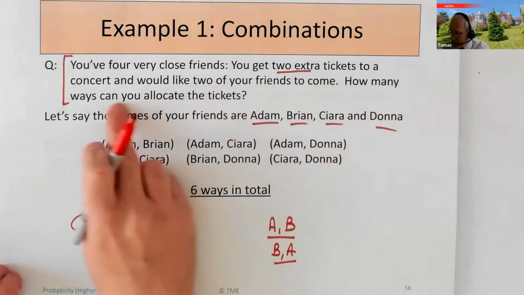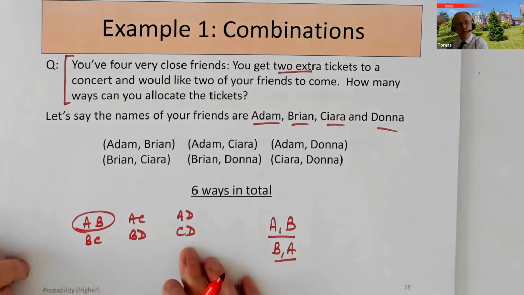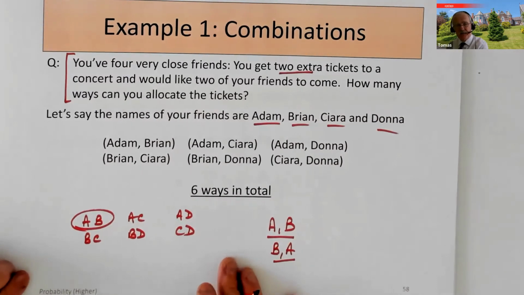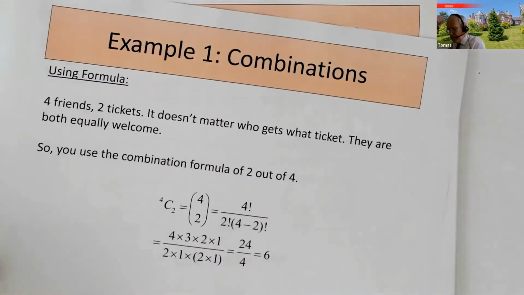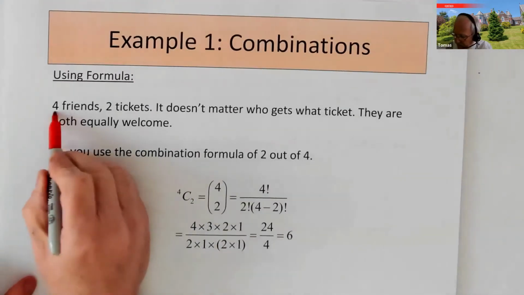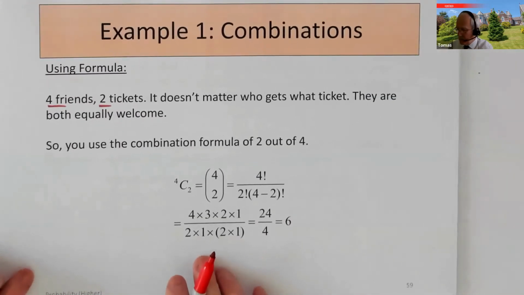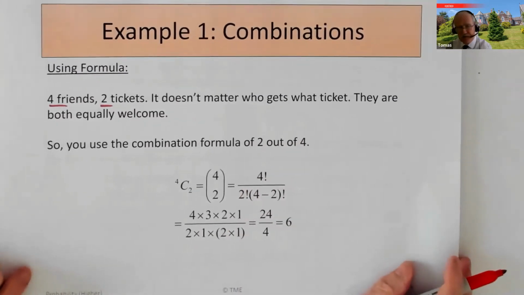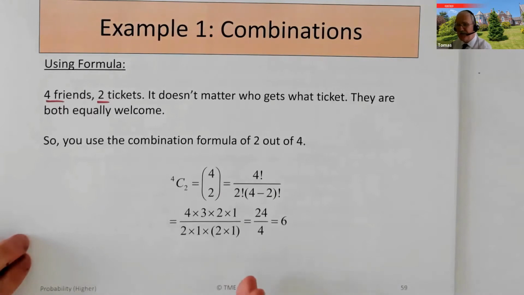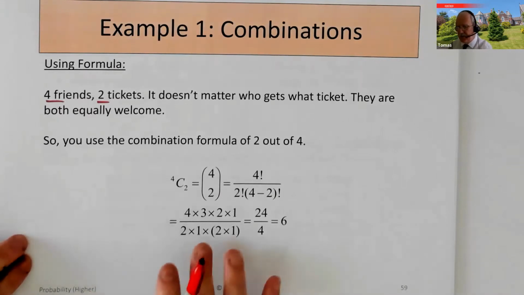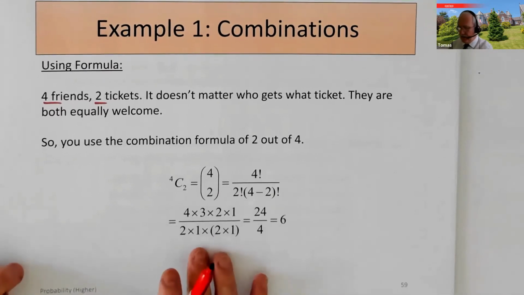You have 2 tickets to a concert and you'd like 2 of your friends to come. How many ways can you allocate the tickets? So using the formula, you say 4 friends, 2 tickets. It doesn't matter who gets the tickets. They're both equally welcome. Well, Brian could say, I got mine first. Look, just relax. There are 2 tickets. You're both going. It's okay.